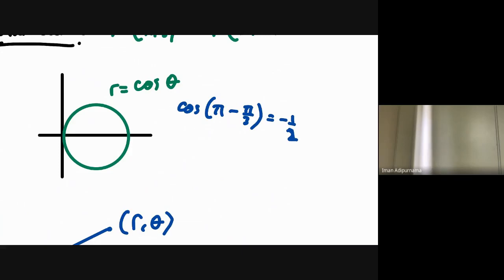That's the key. We are not drawing the negative, but we mirror it to the opposite side. That's the rule in polar. That's how you draw the circle. Okay, got it?